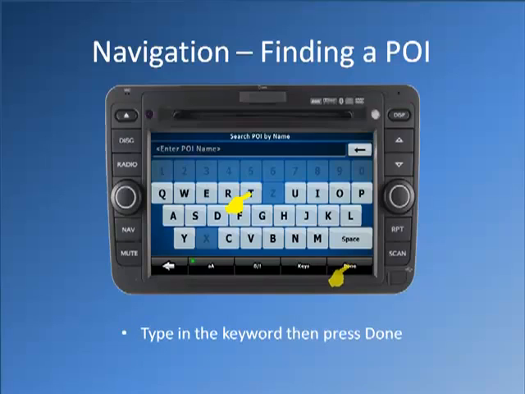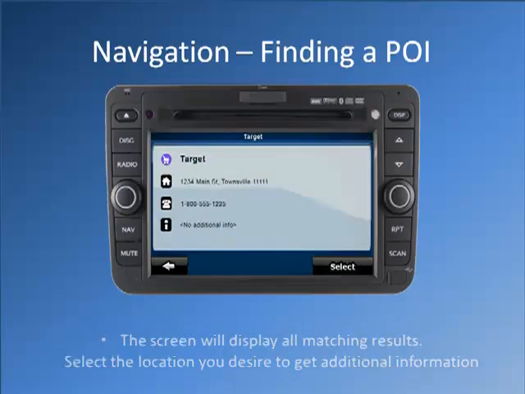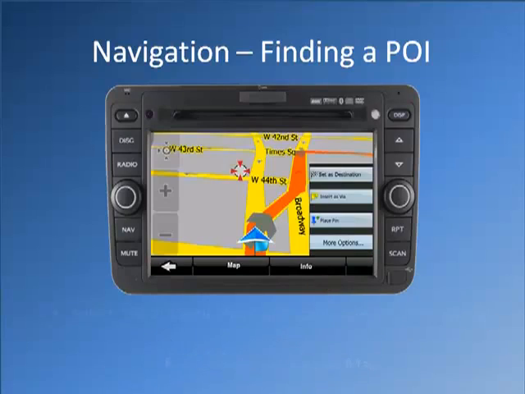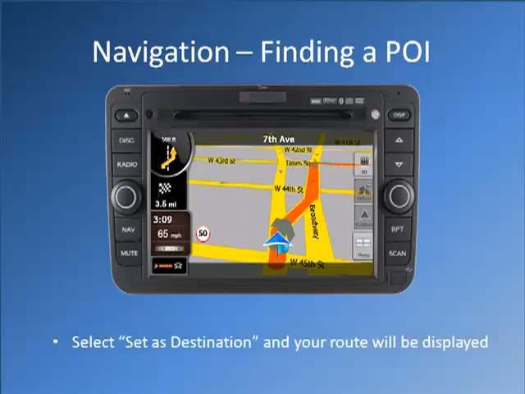Type in the keyword, then press Done. The screen will display all matching results. Select the location you desire to get additional information. Press Select to display on map. Select Set as Destination and your route will be displayed.